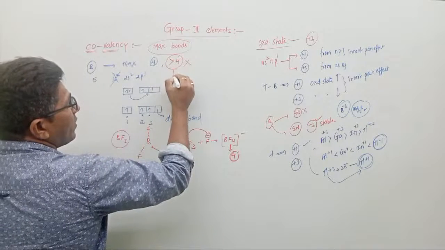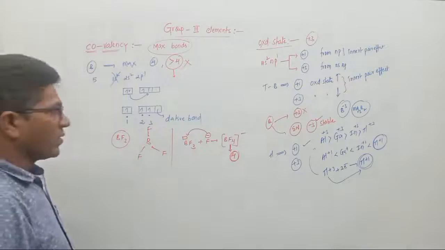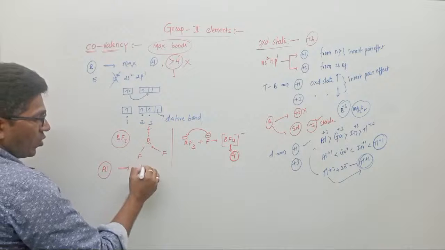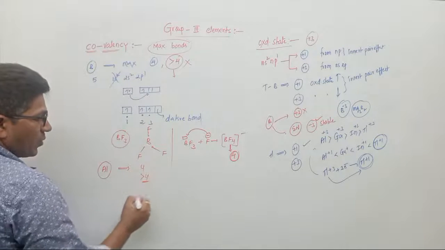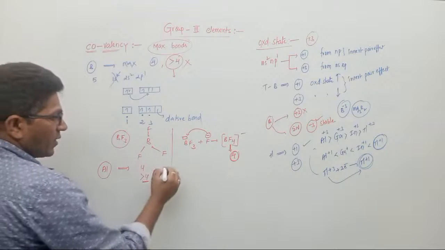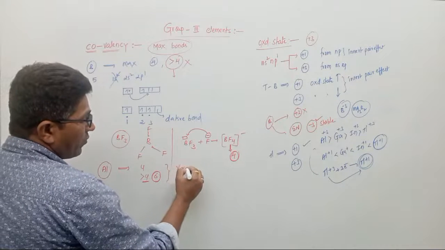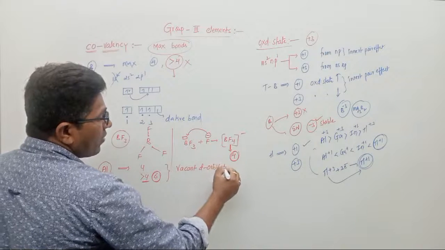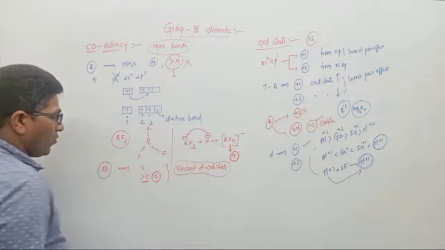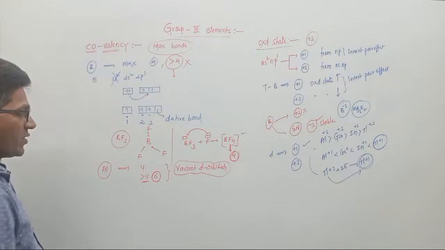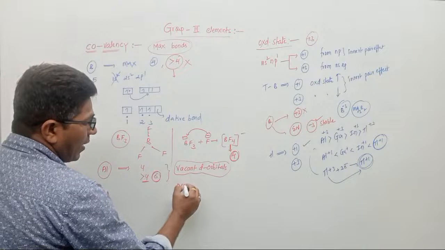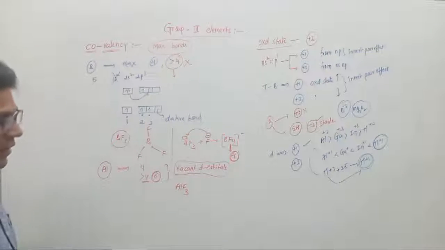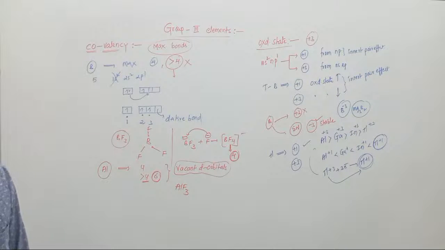Reason is there are no d orbitals. But aluminium shows covalency equal to 4, and more than 4 is also possible, so maximum covalency is 6. Reason is presence of vacant d orbitals. Due to presence of vacant d orbitals, aluminium forms maximum covalency 6. For example, generally AlCl3. AlCl3, is that clear or not?